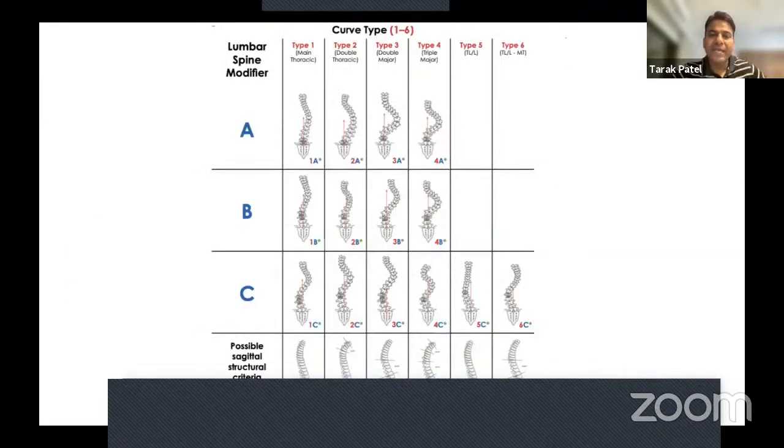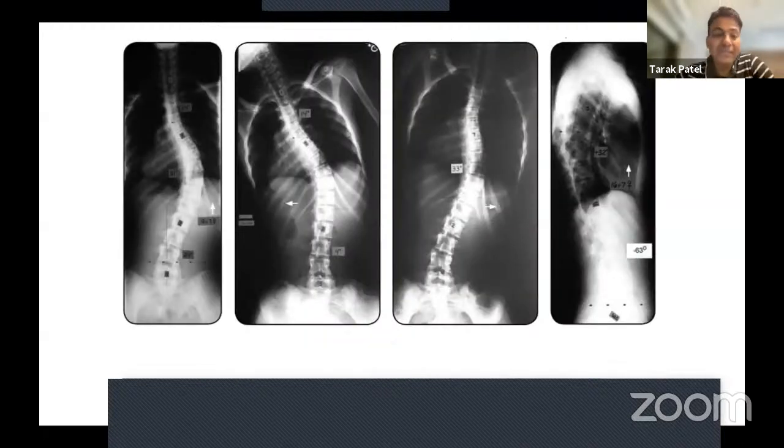And this is how we get all these different combinations of 6 curve types, as well as these 3 different sagittal parameters. So in combination, we can have a total of 42 different classifications according to Lenke's classification.